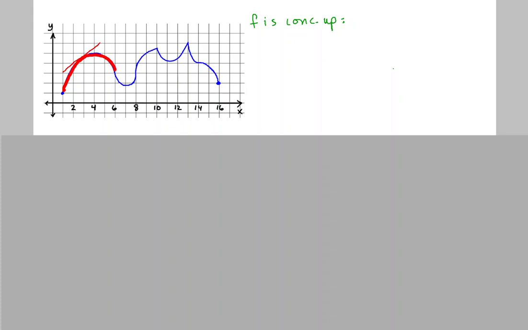Well, we can list that as a place where our function is concave down. That's going to be from 1 to about 6. So on the interval from 1 to 6. Then the curve is bending up, such that if I were to draw a tangent line, that curve would lie above the tangent line. So the function's concave up from 6 to 8.